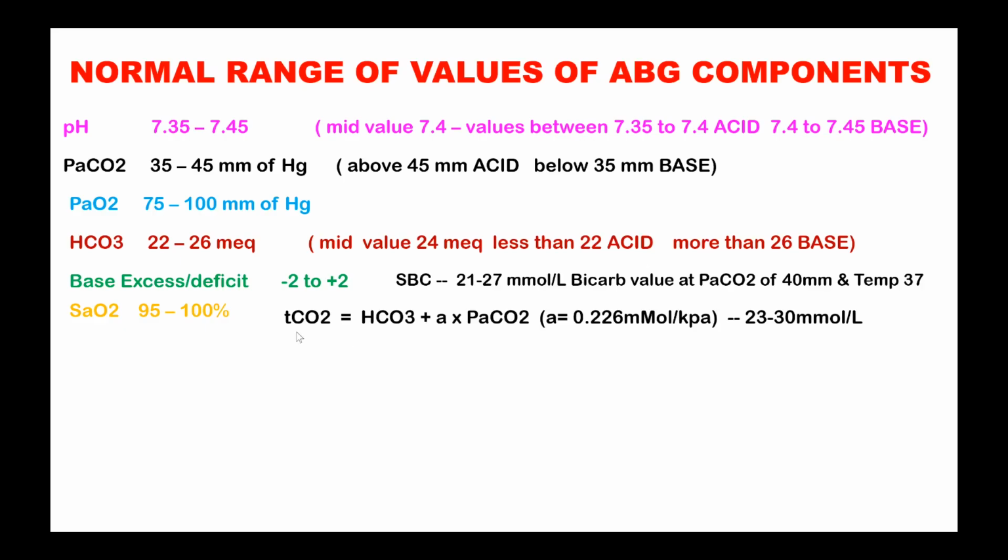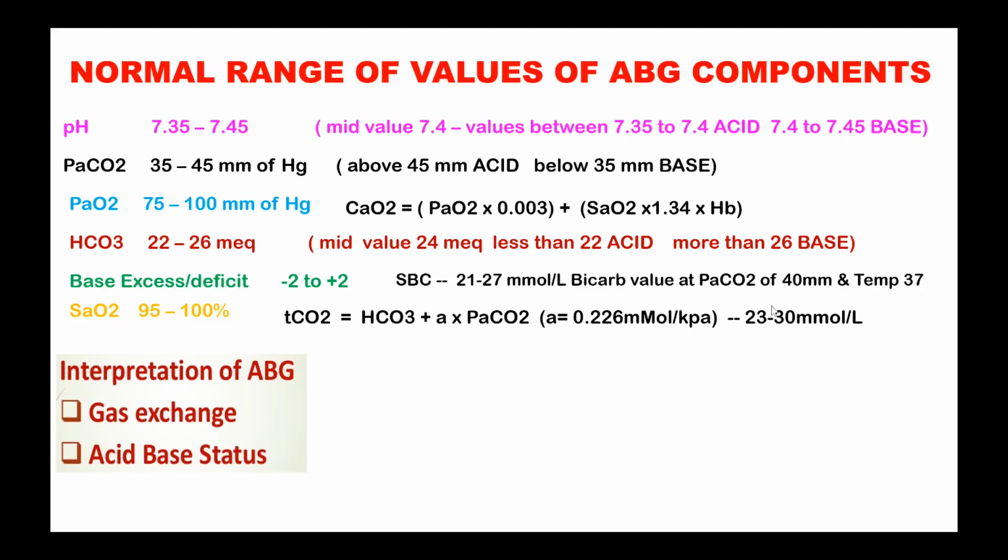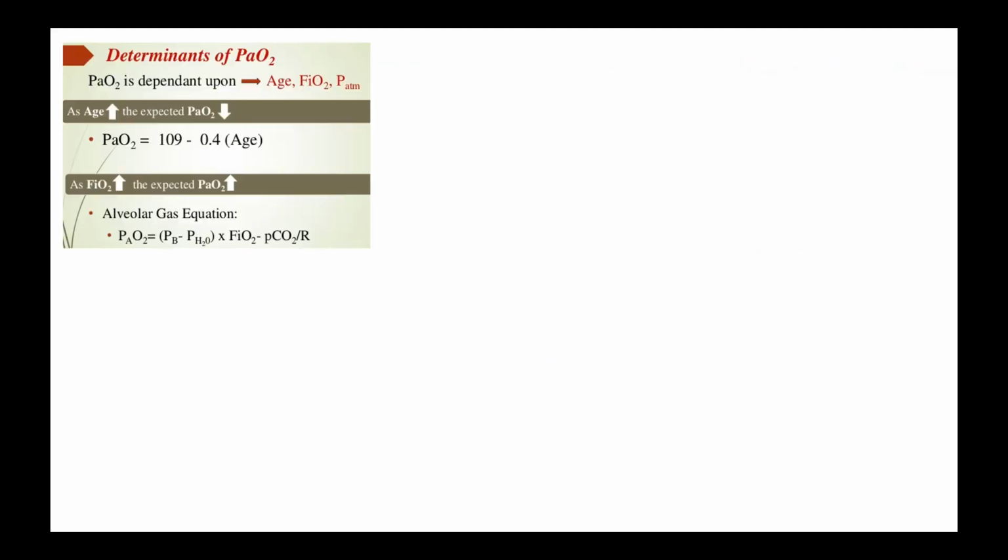So total carbon dioxide, how do you calculate the total carbon dioxide? Bicarbonate plus arterial carbon dioxide will be 22 to 33. And for oxygen content calculation, arterial oxygen tension multiplied by 0.003, plus saturation multiplied by 1.34 and hemoglobin. What is this 1.34? Hufner's constant. So they may suddenly ask you how to calculate the oxygen content and the total carbon dioxide, so remember these formulas.